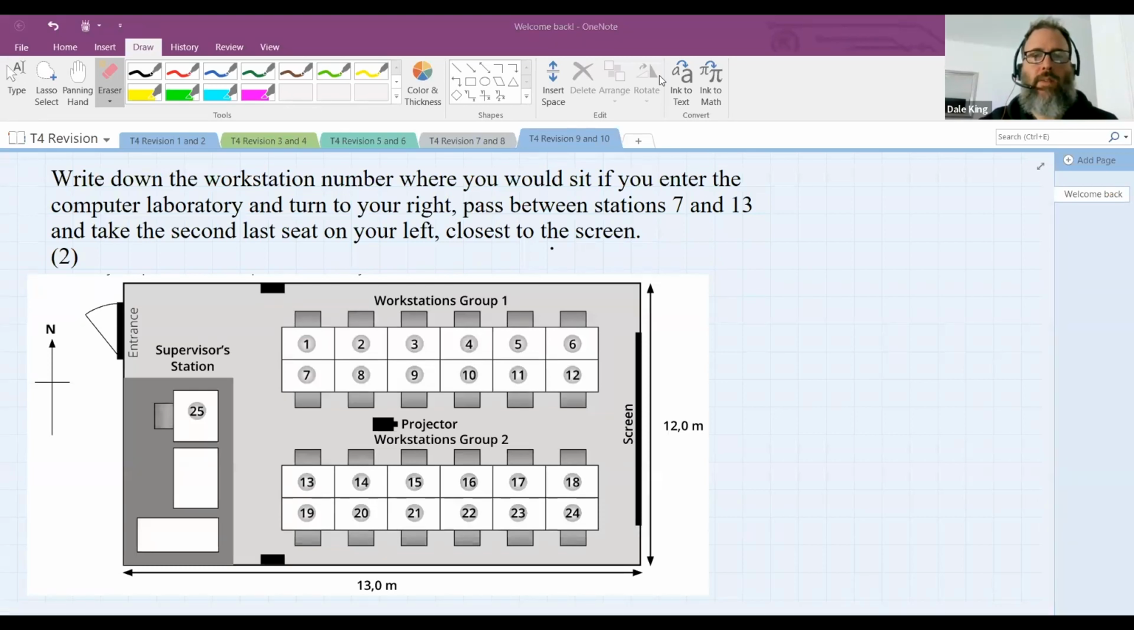Good, good answers coming in. It takes a while to think about it. You have to orientate yourself and picture yourself walking in there, don't you? Yes, good, good, good.